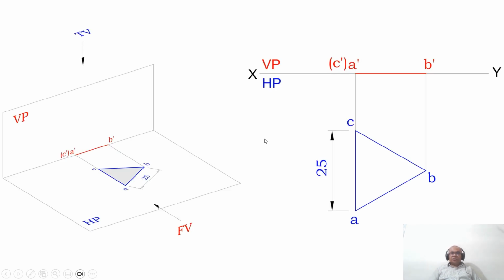Now you can see how to draw this. First I am going to draw an XY line and you mark VP and HP. So I will start from the top view. I am going to draw a triangle of 25 mm and you mark these points as A, B and C. Then you draw a vertical projector from all these points to the XY, because he says one of the corners is resting on HP. Therefore, when you look from the front view, A is near to the observer, so it becomes visible. B is near to the observer, so B dash becomes visible, and C is away from the observer and it is coinciding with A, therefore C dash will be invisible.